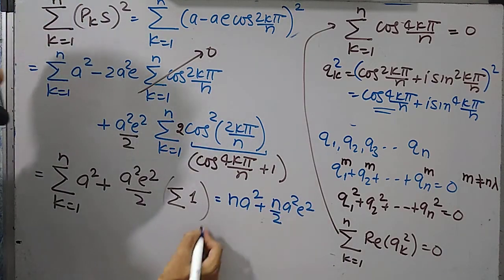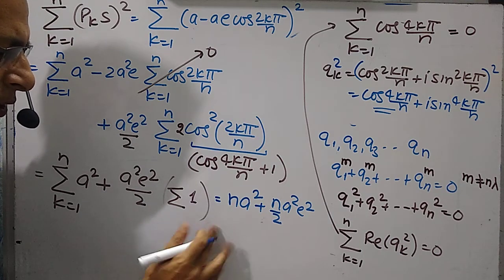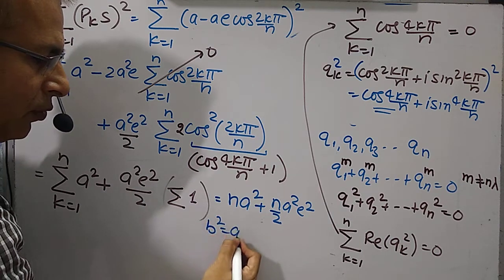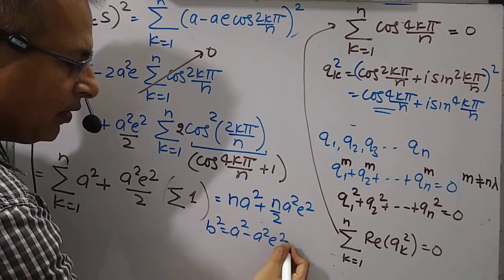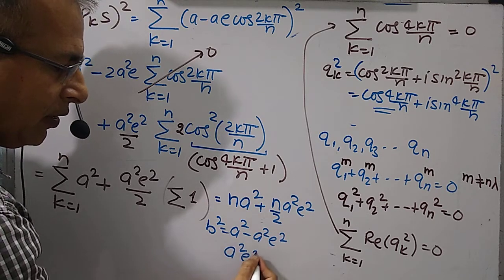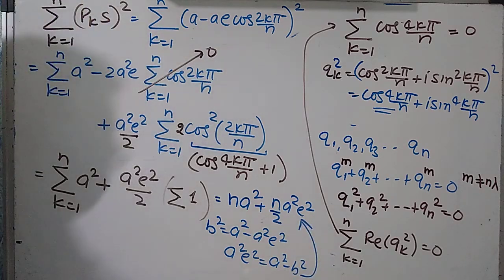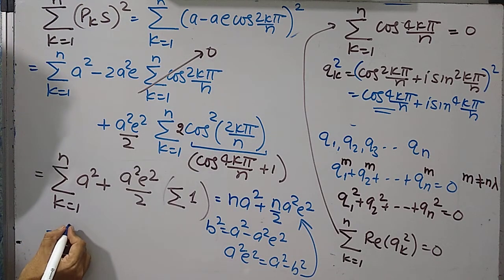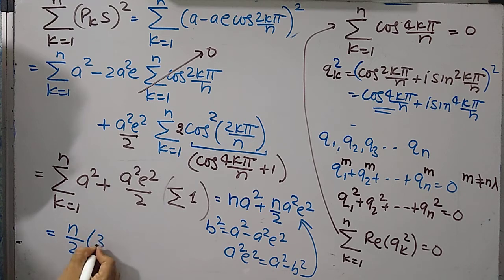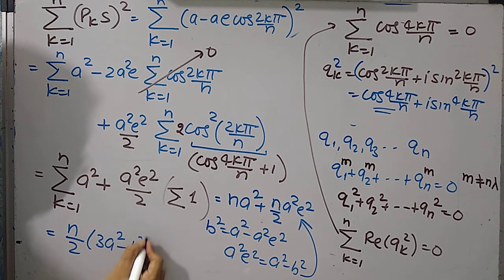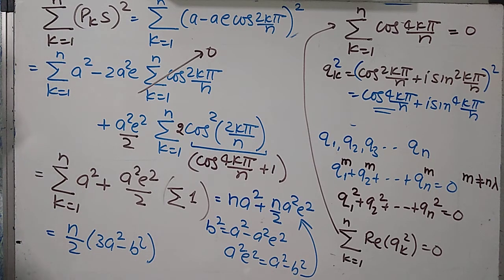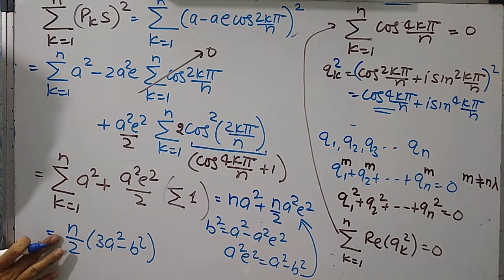So now we get this equal to n a square plus n a square e square divided by 2, and we know that b square equal to a square minus a square e square. So a square e square equal to a square minus b square. So now we have to substitute this value, and this will give you n by 2 times (3 a square minus b square). So this is the answer of sigma pks whole square.